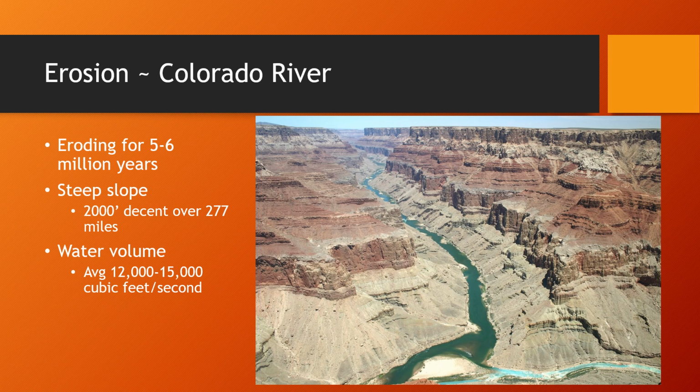The river also has a lot of water volume cutting through the canyon. The water flows at an average of 12,000 to 15,000 cubic feet per second, and it can reach up to 300,000 cubic feet per second during a flood. I think because of the erosion, Grand Canyon National Park is an awesome place to see the history of its geology.